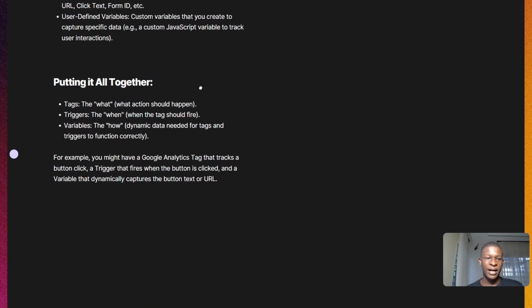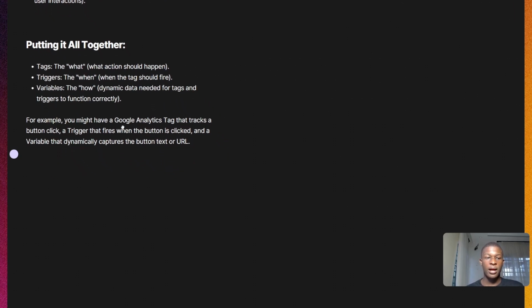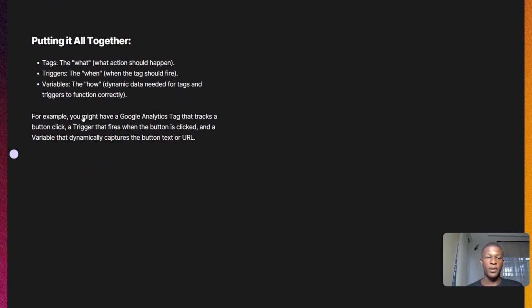So now putting them together, tags are the what, the action that should happen. Triggers are the when, the tag should fire. Variables are the how, and that's dynamic data needed for tags and triggers to function properly. And a basic example, right, would be, let's say we have a Google Analytics tag that tracks a button click, a trigger that fires when a button is clicked, and a variable that dynamically captures the button text or URL.